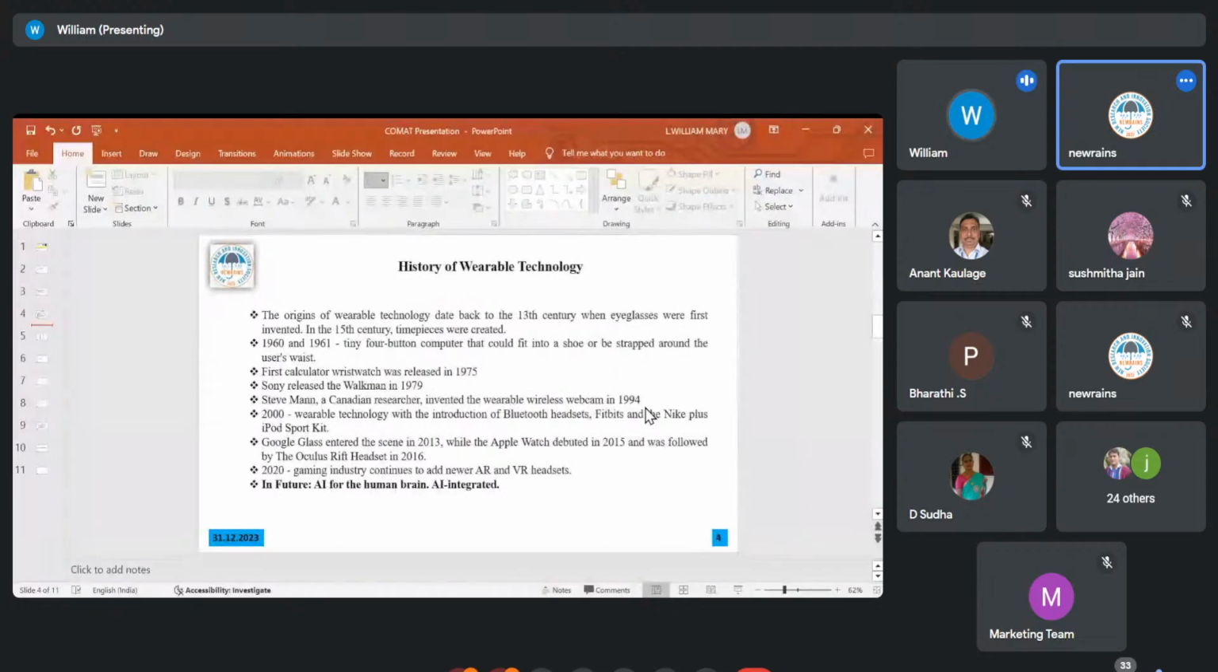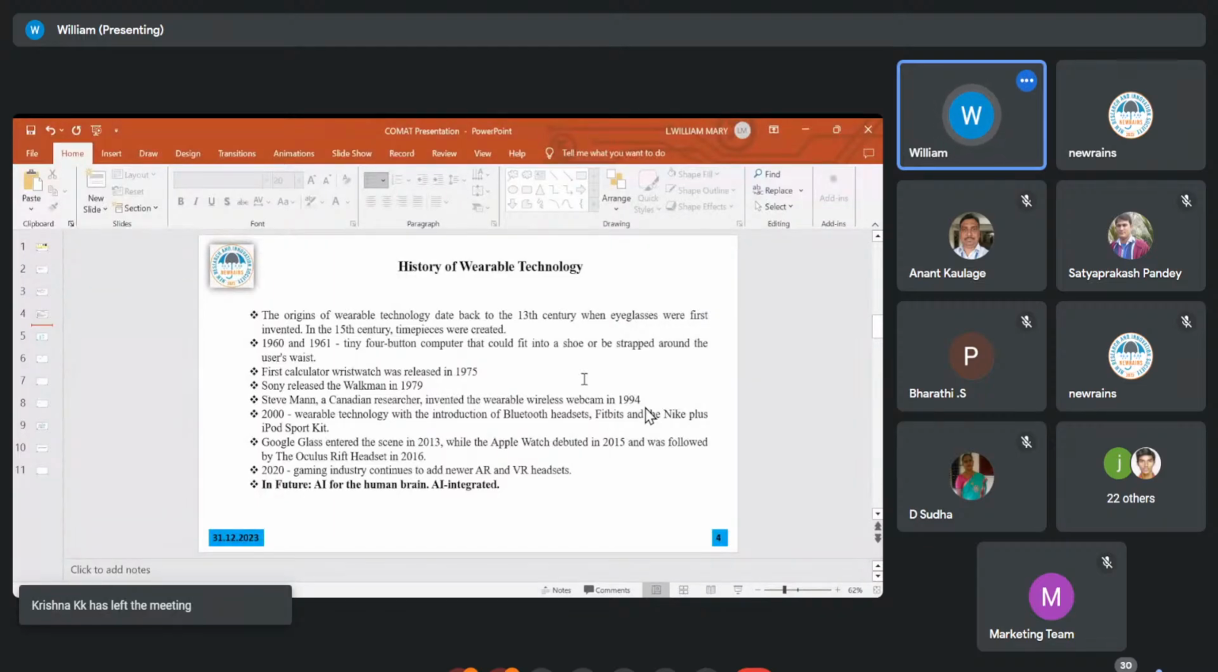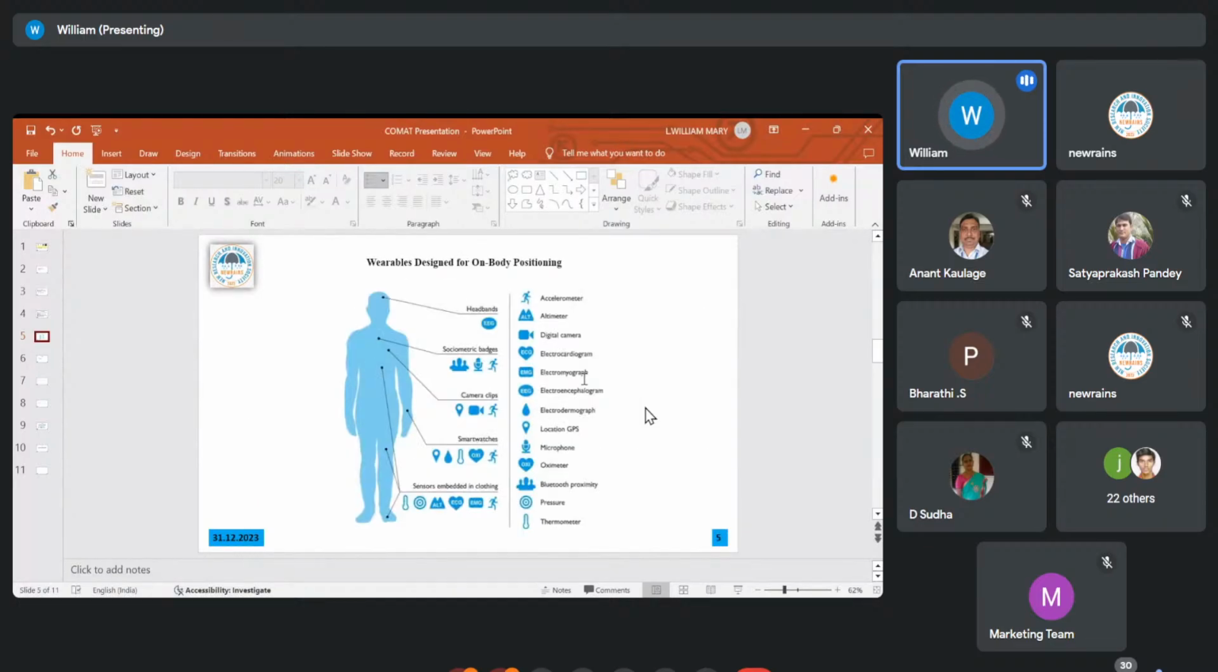Okay. So this is the history of wearable technology across the various years, and how wearable technology could be implemented. In 1960-61, a tiny 4-button computer was started, and by 2020 wearable technology relies on the gaming industry, like AR and VR technology, which considers headsets. In the future, wearable technology is going to be completely AI, artificial intelligence integrated with the human brain. So these are the wearables designed for on-body positioning.